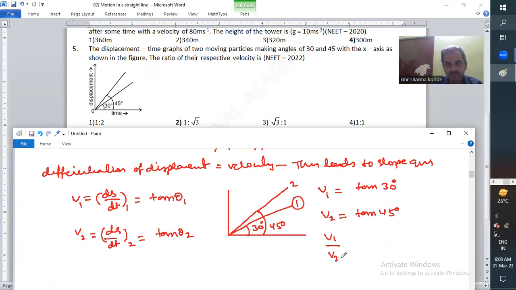So the question is to find the ratio V1 by V2, which is equal to tan 30 by tan 45. So tan 30, remember, is 1 by root 3. Tan 45 is anyhow 1, we don't need to consider its value. So 1 by root 3 is the answer. So option 2 is correct. Moving to the next question.